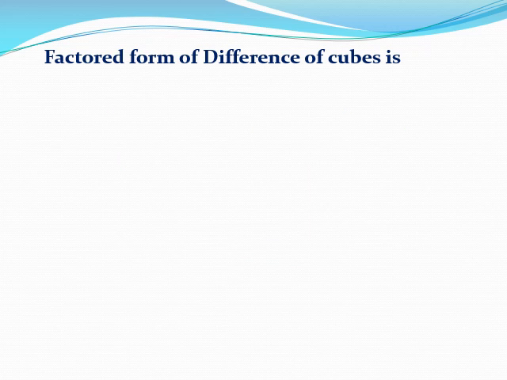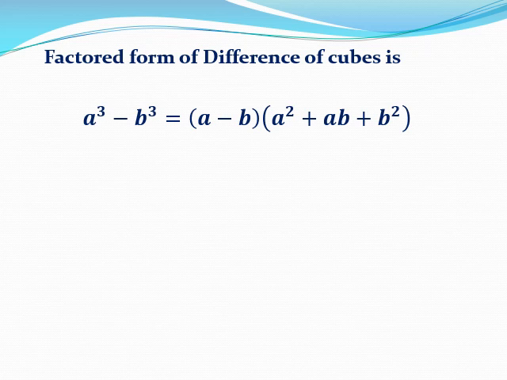Factored form of difference of cubes. These are the difference of cubes, a cube minus b cube.